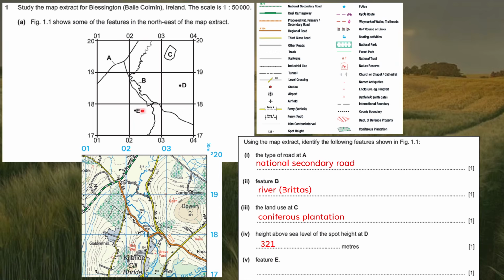E, so in the bottom middle section between 2 and 3 over here. Over here, it's in red. It does say holy well. So we have two options for this one. We can just write holy well. That's what it says. Or we can look at the key over here, and it's actually named antiquities. So we can give either one to answer the question there.